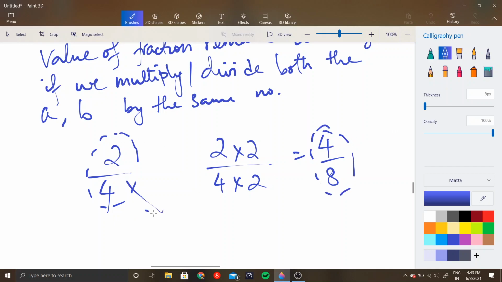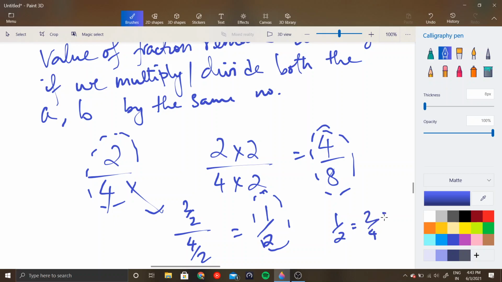Also, if you divide it by 2, so it is 2 by 2 by 4 by 2, so you have 1 by 2. All these values are equal. So 1 by 2 equals 2 by 4 equals 4 by 8. So you see that the numerator is half of the denominator always here. So no matter what, if we divide the numerator and the denominator by the same number, or if you multiply the numerator and the denominator by the same number, the value remains equal.